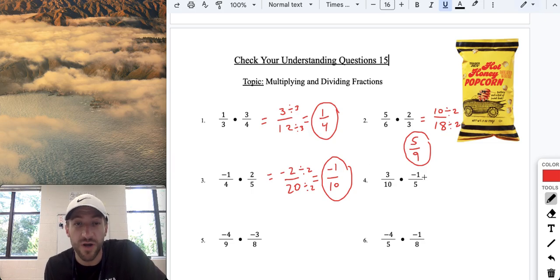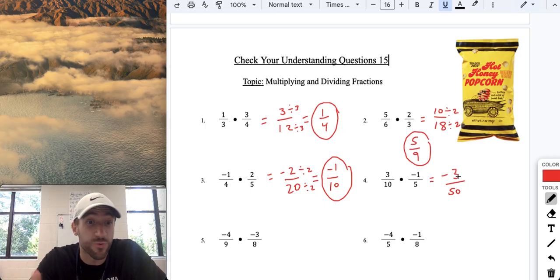3/10 times negative 1/5. I'm going to multiply the numerators. 3 times negative 1 gives me negative 3. 10 times 5 gives me 50. What am I saying? Negative 3 over 50. Now you have to think, is there a number that goes into 3 and 50? There's not. The only numbers that could go into 3 are 1 and 3. 3 does not go into 50.